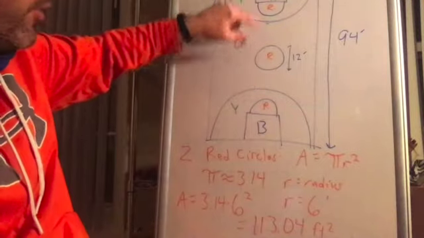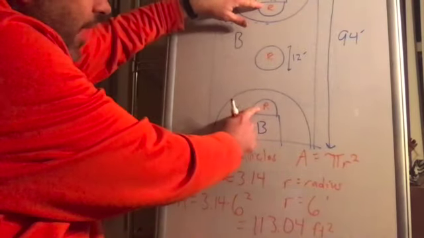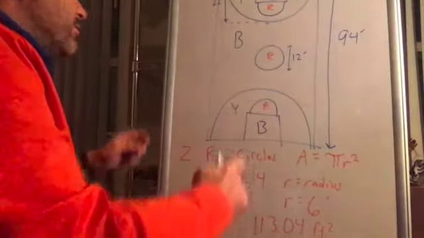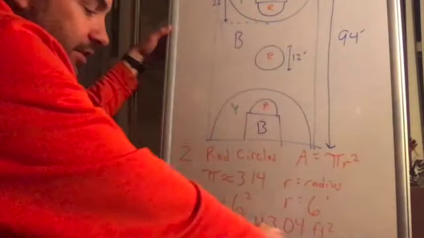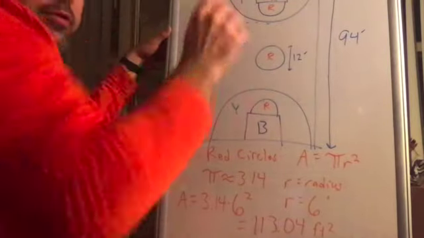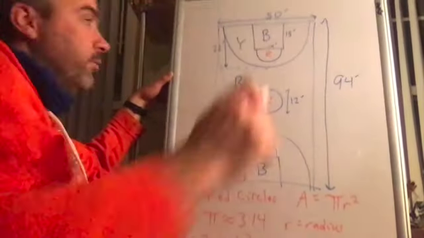But remember, we got one red circle and two half circles. So basically we have two red circles going on here. So I just need to double this. So I'm going to put a little note up here. Here we go.